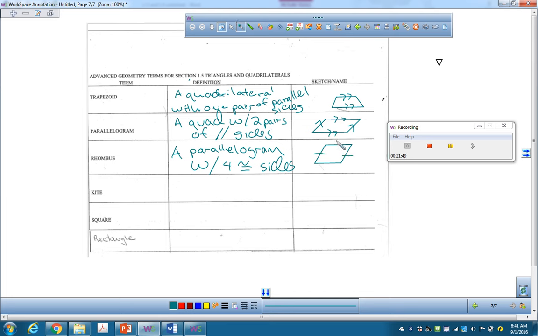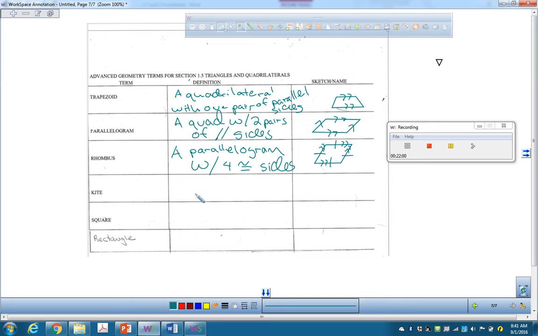So make sure to run this. And we will learn later on that we will be able to prove that if the four sides are congruent, then it automatically makes a rhombus, but we don't know that yet. We're just using that in a definition. Okay?